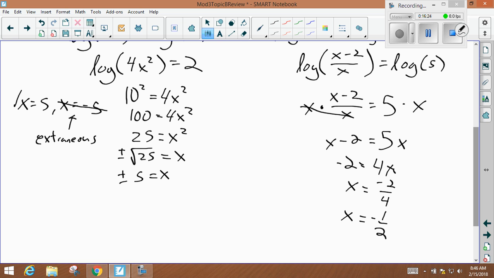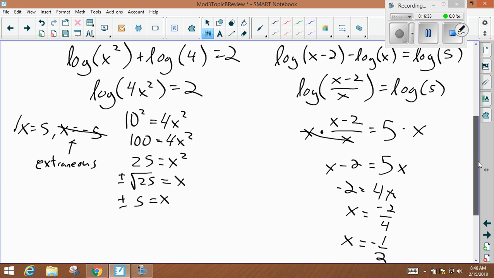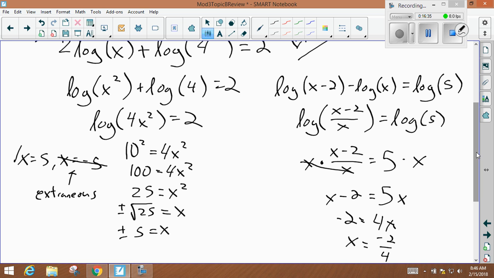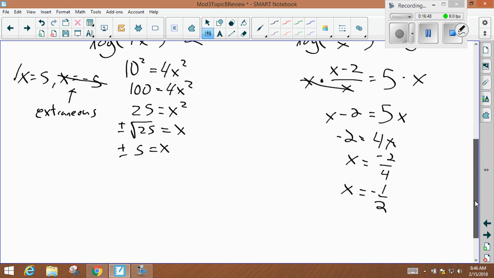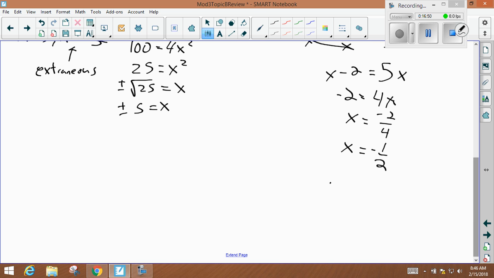Alright, we're going to have to check that, aren't we? We'll go back up and check it. If I put negative 1/2 in here, we're already done, because I have log of negative 1/2, which doesn't work, and it doesn't work in here either, right? Log of negative 1/2. So, oh my gosh, this doesn't work. So that means that there is no solution to this.